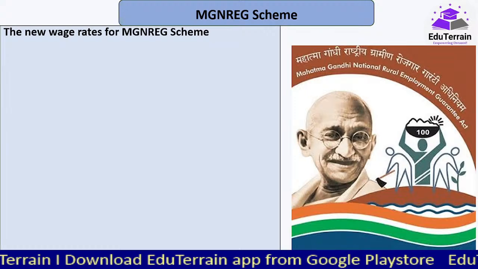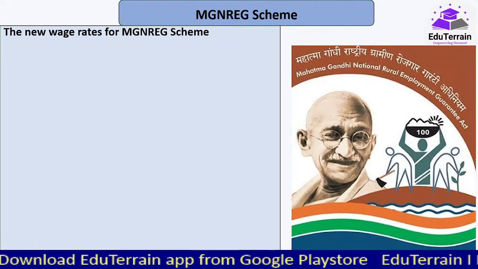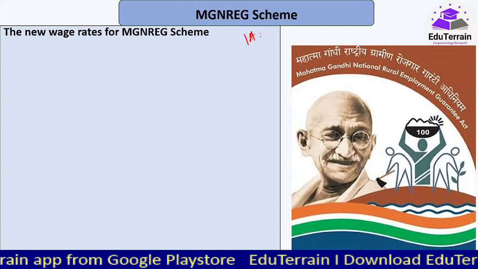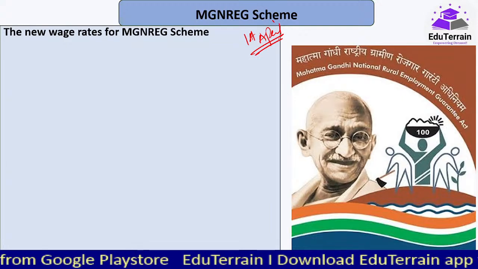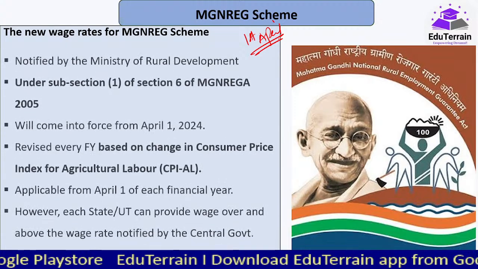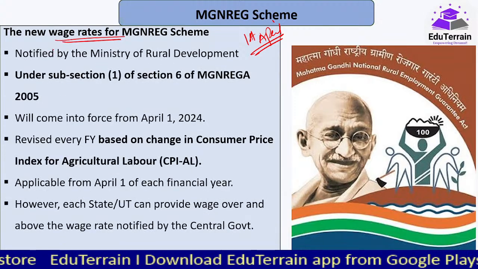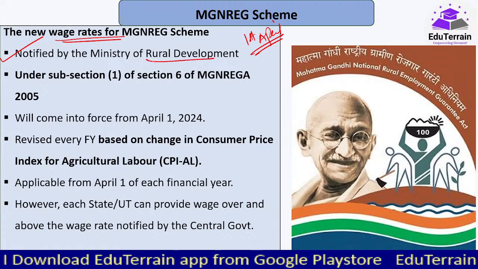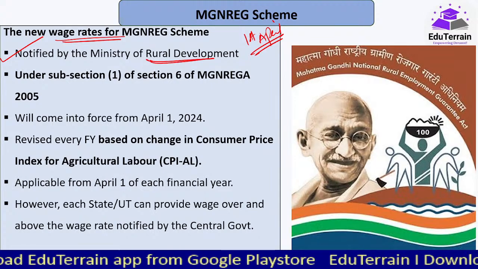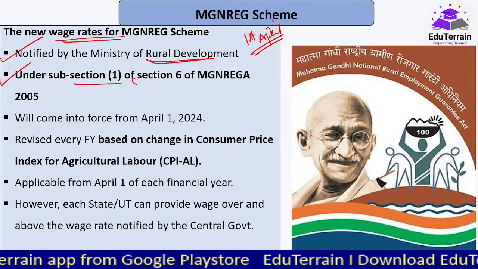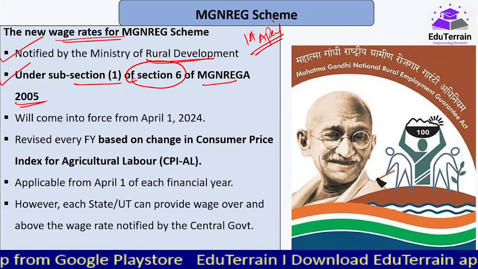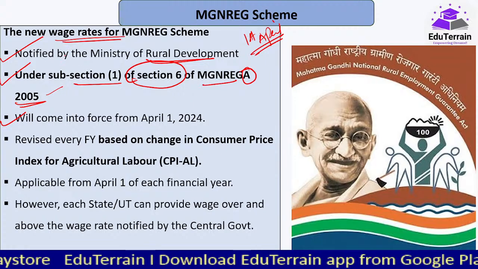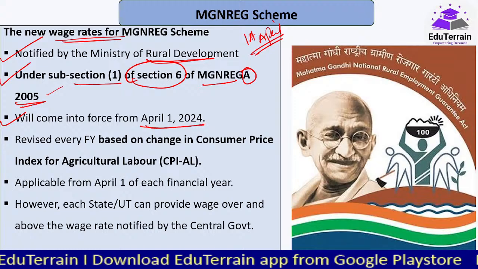Now, as I've said earlier also, the new wage rate has been released very recently, and it is released every year from 1st April, and once that is released, the new wage rate would be applicable. Now, the new wage rates for MGNREG, that is the Mahatma Gandhi National Rural Employment Guarantee Scheme, are notified by the Ministry of Rural Development. On what basis? Under subsection 1 of section 6 of the MGNREGA, that is the Act of 2005. The new wage rates that have been released will come into force from April 1st, 2024.